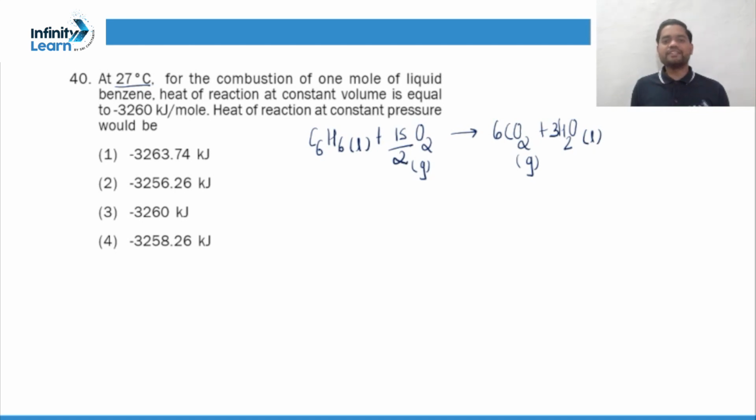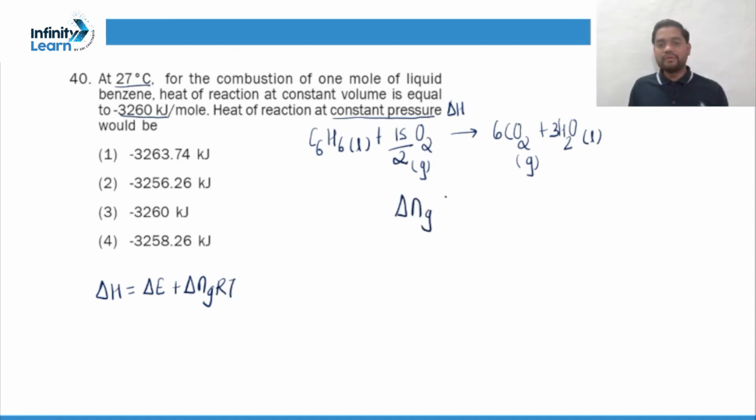Okay. Heat of reaction at constant pressure. So at constant pressure, what we need is delta H. The heat of reaction at constant volume is given, which means internal energy is given. So delta H is equal to delta E plus delta Ng RT. What will be delta Ng over here? It is 6 CO2, that means products, 6 minus 15 by 2. That is 12 by 2 minus 15 by 2, equal to minus 3 by 2, which is minus 1.5.